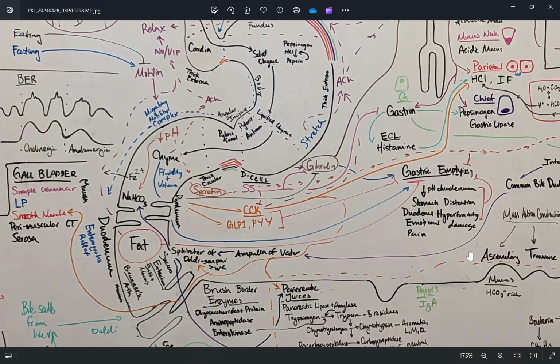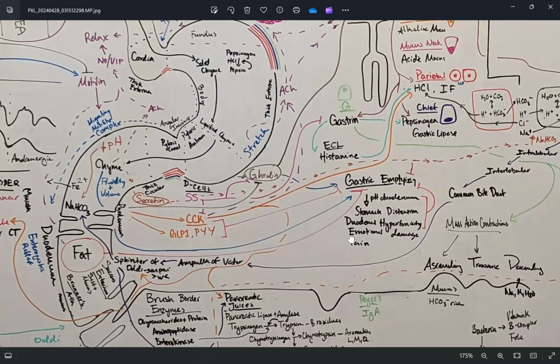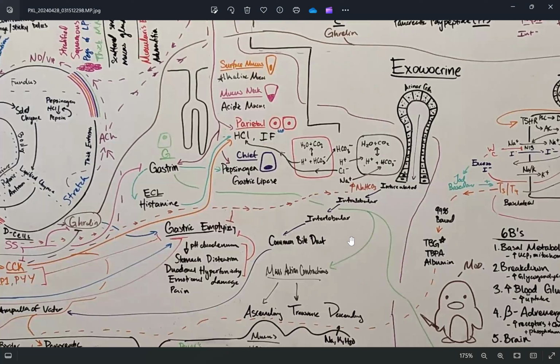What else am I missing here? Oh, for stomach regulation as well, the decrease in pH will increase secretin. That's just another way of saying, hey, in regards to lower pH, you don't want to digest your intestines. Secretin will increase secretion of NaHCO3, or bicarbonate, which will buffer the pH and protect your intestine.